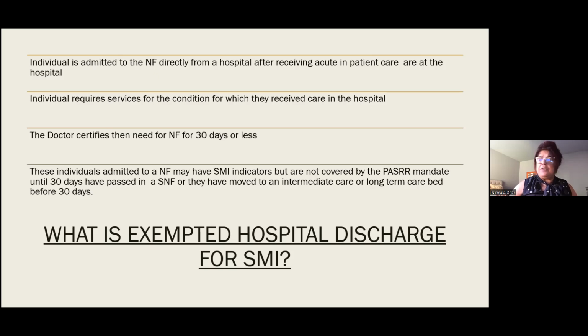Any questions on that? Did I make myself clear? So basically, this is someone coming from the hospital who's had some surgery or some event and is needing skilled nursing home care for 30 days or less. And why that magic number 30 days? Because that's what Medicare kind of covers for rehab.